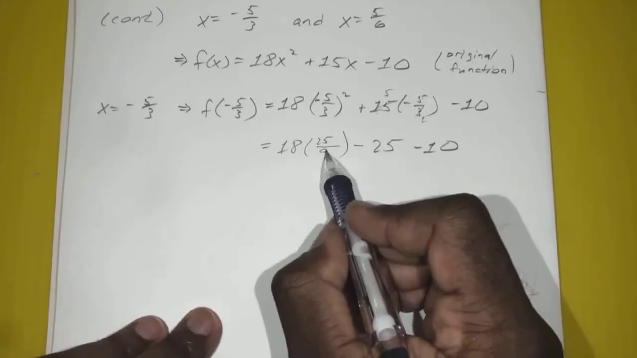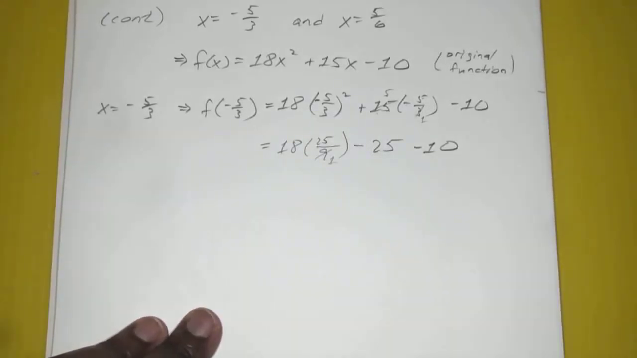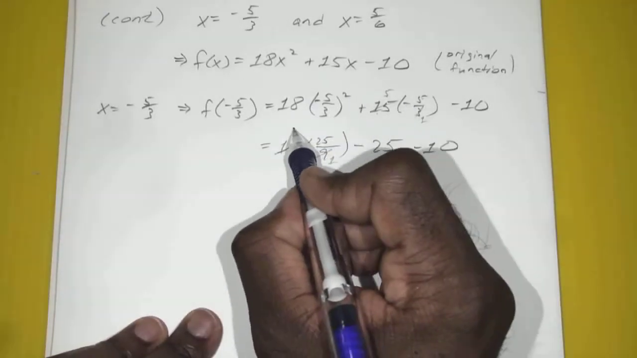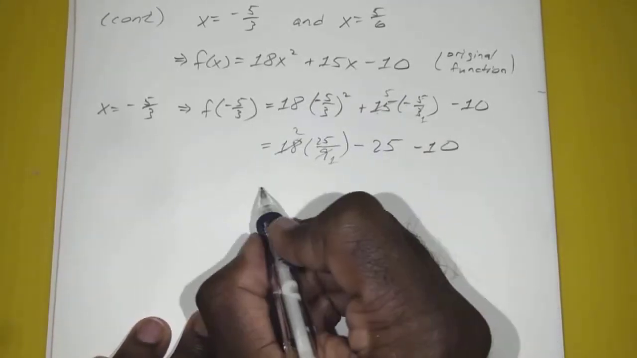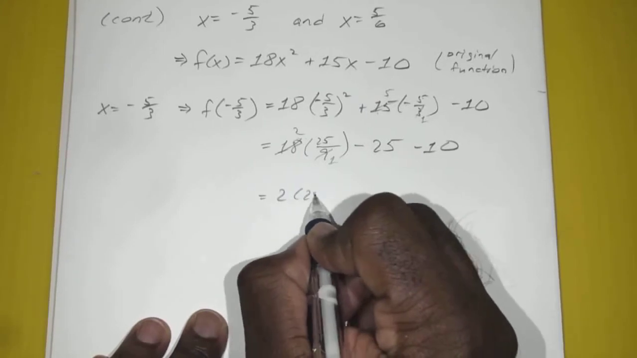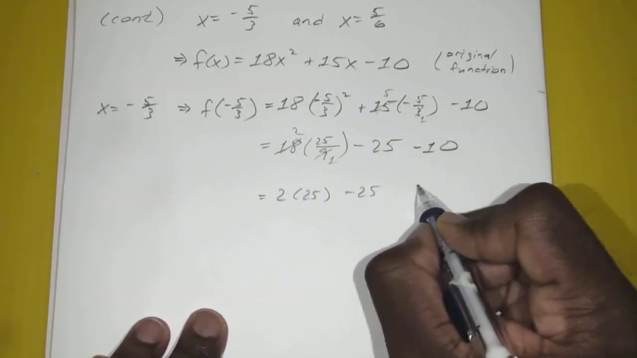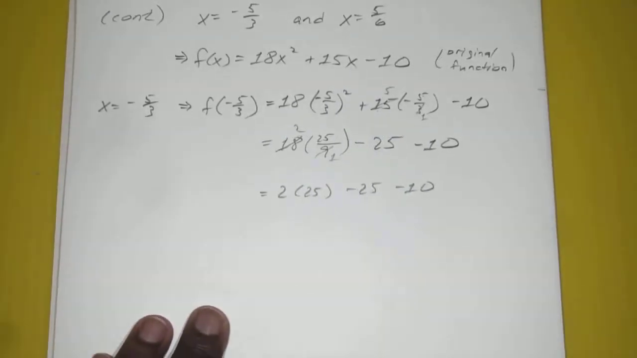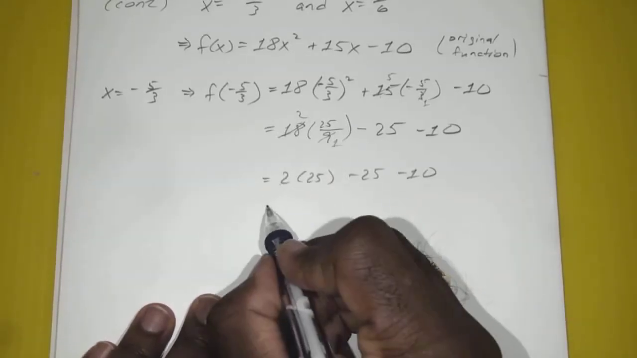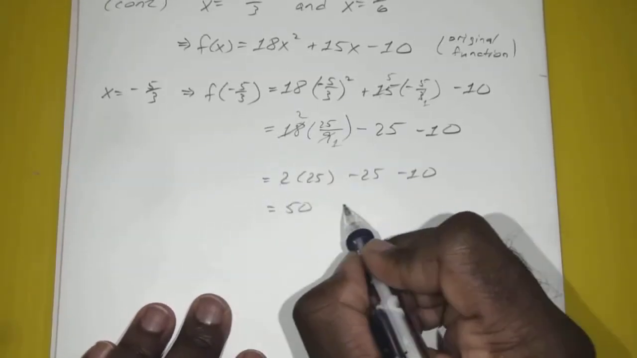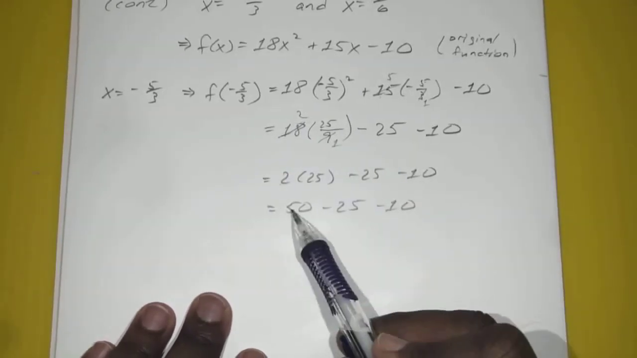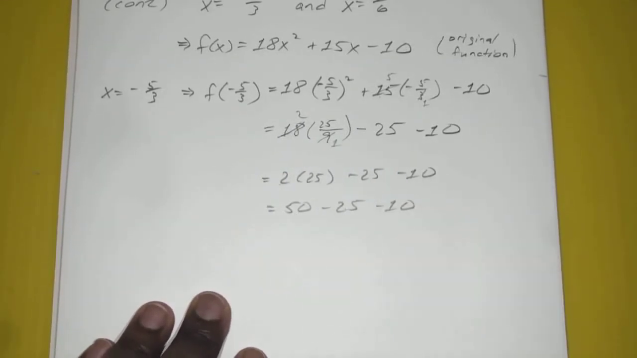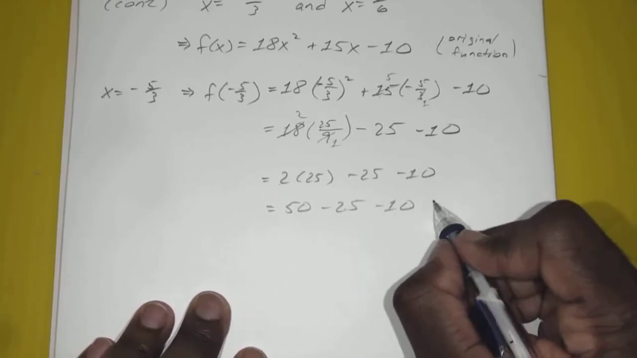Okay, now for this term, 9 goes into 9 one time. 9 goes into 18 twice. So we end up with 2 times 25 minus 25 minus 10. 2 times 25 gives us 50 minus 25 minus 10. So 50 minus 25 is 25. 25 minus 10 is 15.